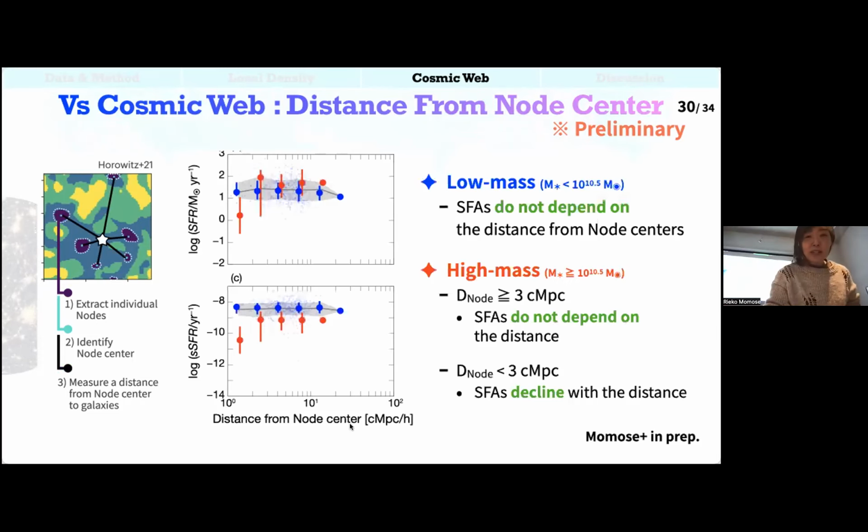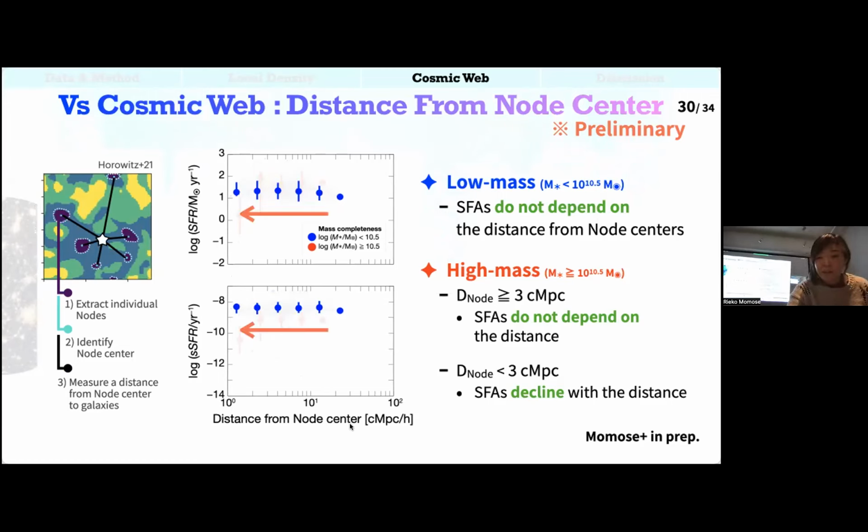Okay, so this is the result. Again, blue and red colors indicate the low and high mass galaxy samples. Then we found two common trends in both star formation rate and specific star formation rate. One is seen in low mass galaxies, where their values are the same regardless of the distance.